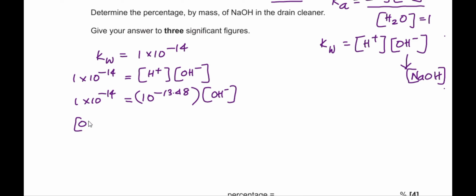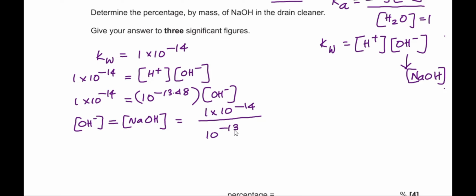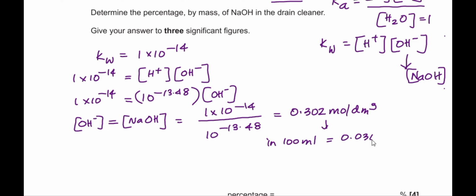Rewriting this, hydroxide ion concentration, which is the same as concentration of NaOH, is equal to 1 times 10 to the power of minus 14 divided by 10 to the power of minus 13.48, and that gives us 0.302 moles per dm cubed. This actually means there are 0.302 moles of NaOH in 1 liter, but we are talking about 100 ml. Therefore, in 100 ml, the number of moles will be 0.0302 moles.